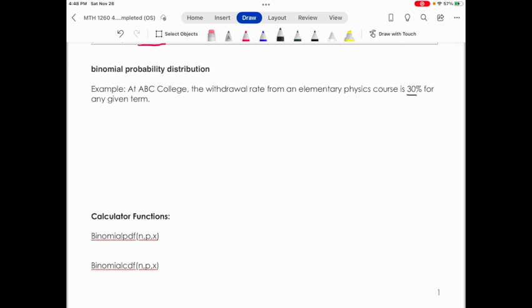So it says, at ABC College, the withdrawal rate from an elementary physics course is 30% for any given term. So we need to define what success and failure is. Okay, if I randomly started picking students, every time I pick a student, if they said they withdrew from this physics class, I would count that as a success. Again, that doesn't necessarily mean that it's a positive thing. It's just what we're looking for. So success is going to be defined as they withdraw from the class. So failure means that they don't withdraw from the class.